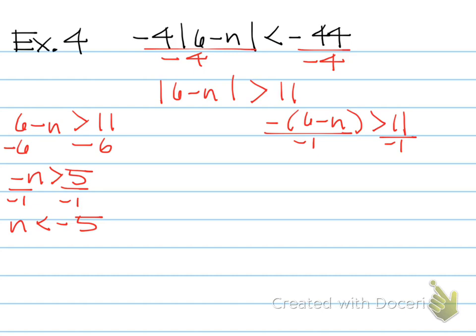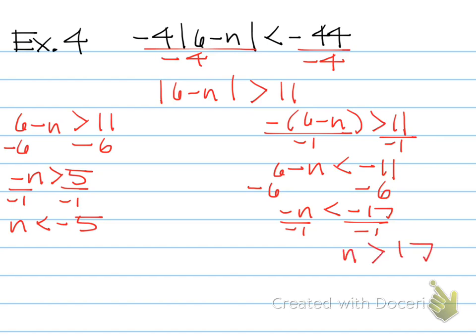For the negative quantity, we want to start by dividing both sides by -1, which is going to change the direction of the inequality. And then we will subtract 6 from both sides. We'll have negative n is less than -17. And then last step, divide both sides by -1, which is going to, again, change the direction of the inequality. And we should get n is greater than 17.